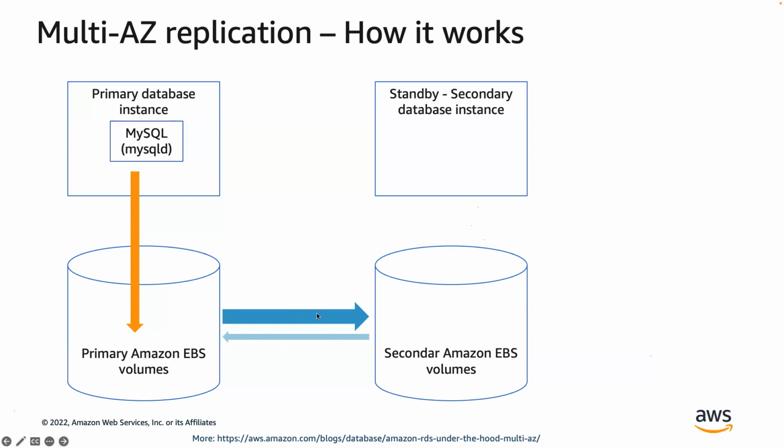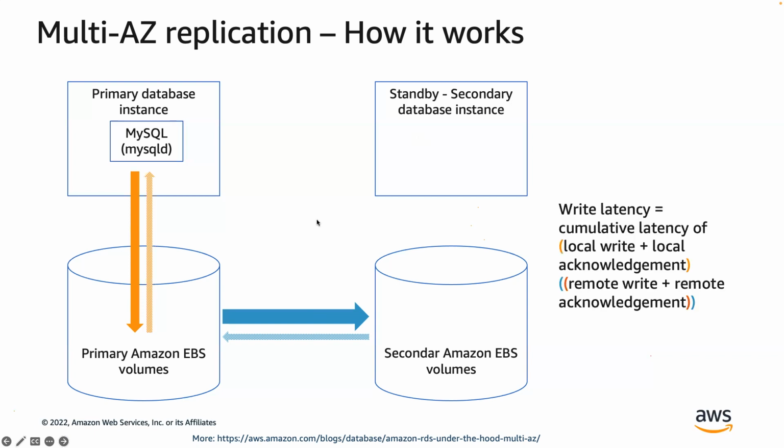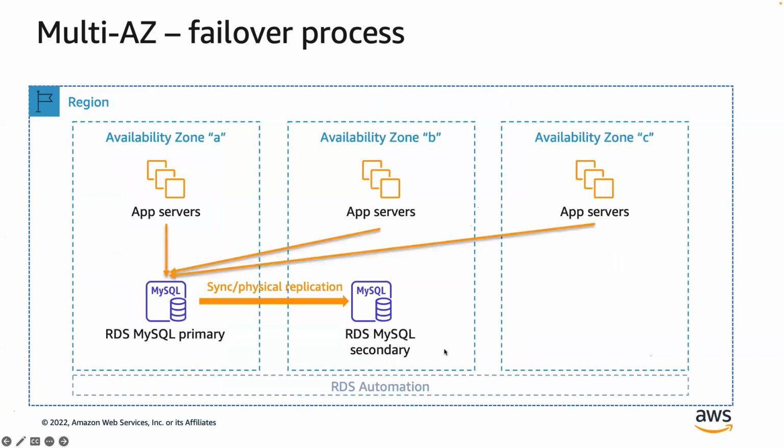And now, let's say I do a write commit on my primary database, which is an insert query or an update. The moment I write something on my primary database, the same write information will get replicated on my secondary node, which is running in AZ B.